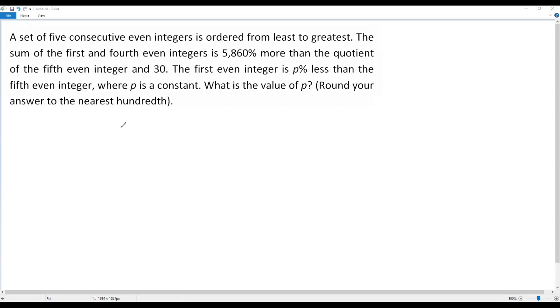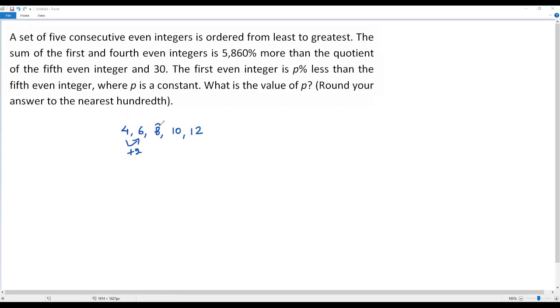Okay, for example, let me say 4 is the first even integer. What is the next even integer? That is 6. What is the next even integer? 8. Next, 10, 12. Here, when we have 4 as the first even integer, to get the next integer 6, what should I do with this 4? I have to add 2. That is, when I add 2 to this integer 4, I am getting the consecutive even integer 6.